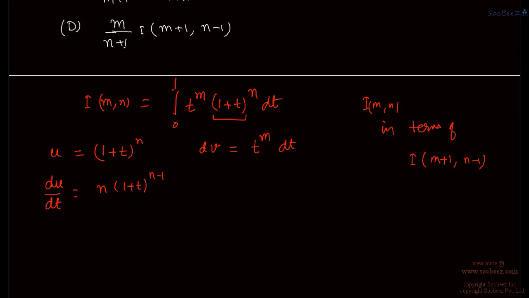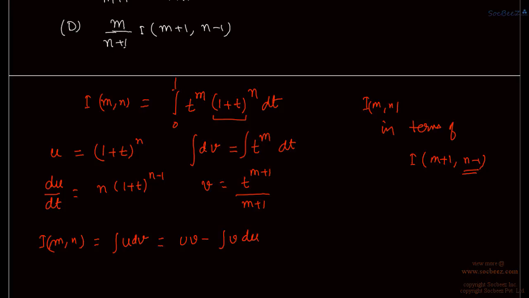And when we differentiate, the power reduces. So we have taken this as our second function, because we have to express in terms of n minus 1. Now from here, if we integrate both sides, then we will be getting v as t to the power m plus 1 upon m plus 1. Then integration I m n is simply u dv, which can be written as uv minus integration of v du.